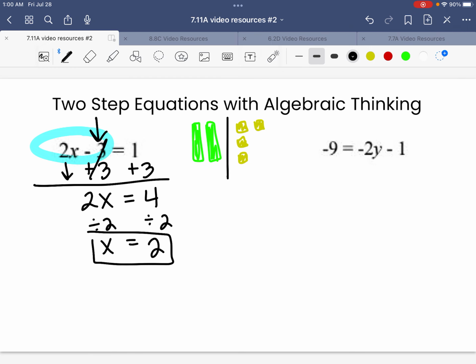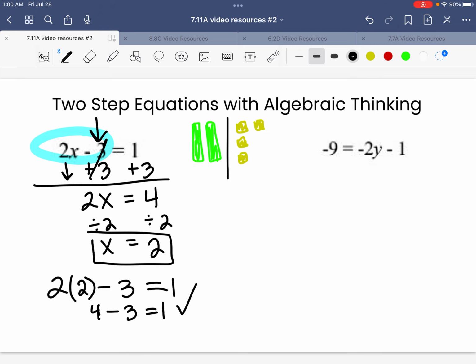So they gave me this original equation of 2x minus 3 is equal to 1. And when I solved it, I got that x had to be 2. So I can take away this x right here and substitute in the 2 that I solved for. And it should make an equal statement. So I have 2 times 2, which is 4, minus 3, which is 1, and that is correct, so I know 2 is my solution.